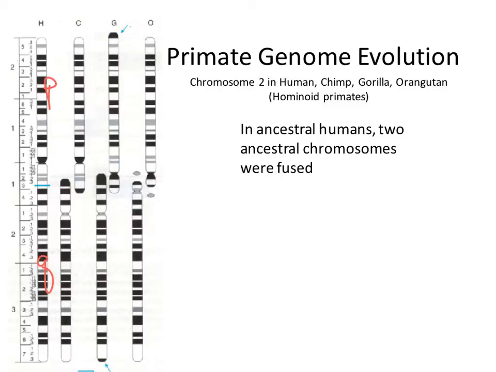So this suggested that in the lineage leading to us, 2 chromosomes that were present in the ancestor, not modern humans, but the ancestor of us and chimps, gorillas, and orangutans, in the human lineage, those 2 chromosomes stuck together, they fused.